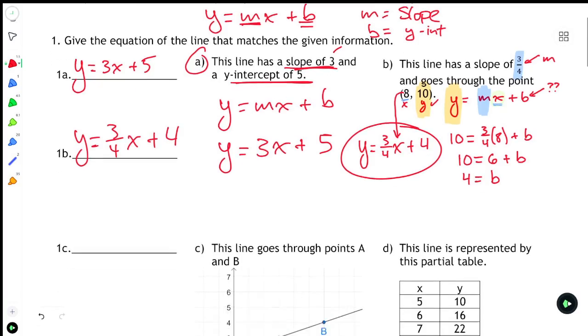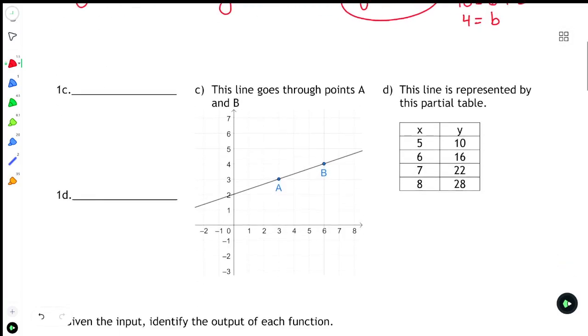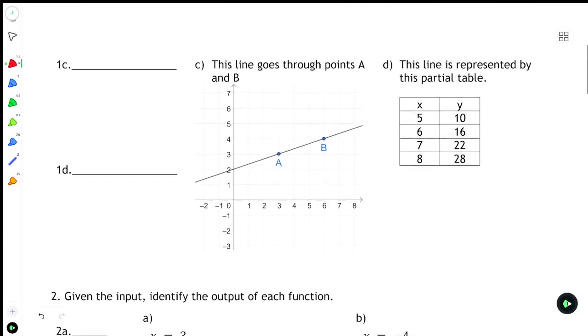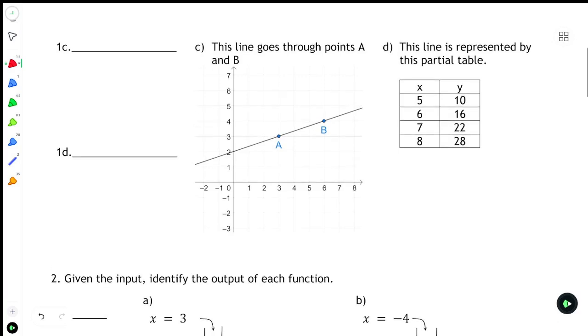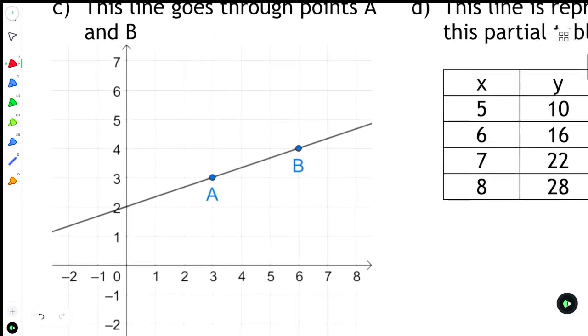The next question says, this line goes through point A and B. So I can see here pretty clearly I can see the y-intercept, right? And moreover, I can follow this slope pattern. So if I was to go up 1 and then over 1, 2, 3, I could also go down 1 and then back 1, 2, 3. And I could see that that's going to hit exactly at the point 2.